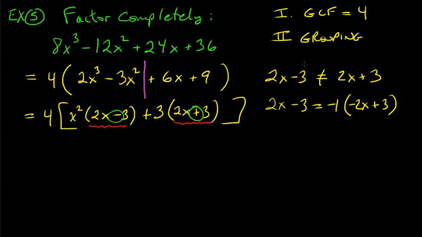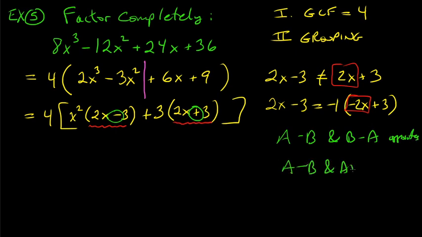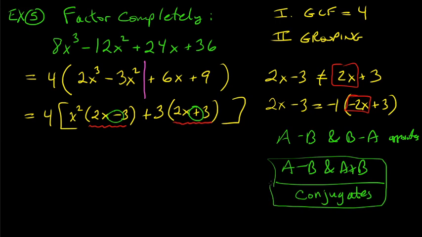But you see the problem here. This is not a negative 2x. So these are not opposites, right? It's not a minus b and b minus a. Those are opposites. This is a minus b and a plus b. There's nothing we can do with these. This is something we'll see toward the end of the semester. These are called conjugates, not opposites. So when you have conjugates, there's really nothing you can do here.